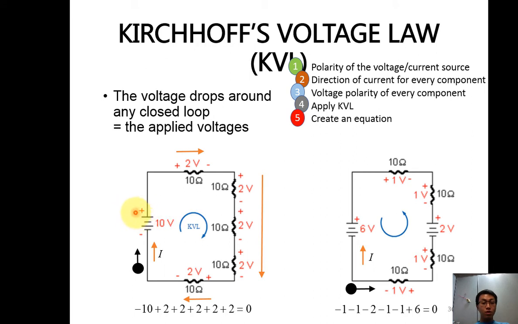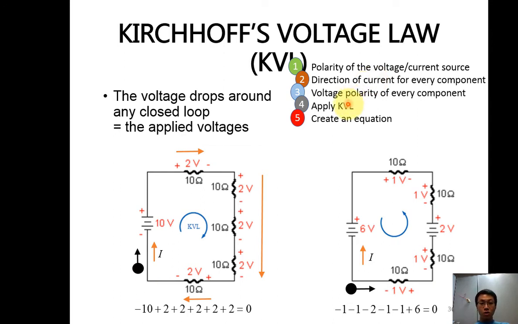So I know that this is positive, this is negative. Done. Second, I need to know the direction of the current for every component. So I assume that my current will be flowing out from here. So it will go like this, like this, like this.